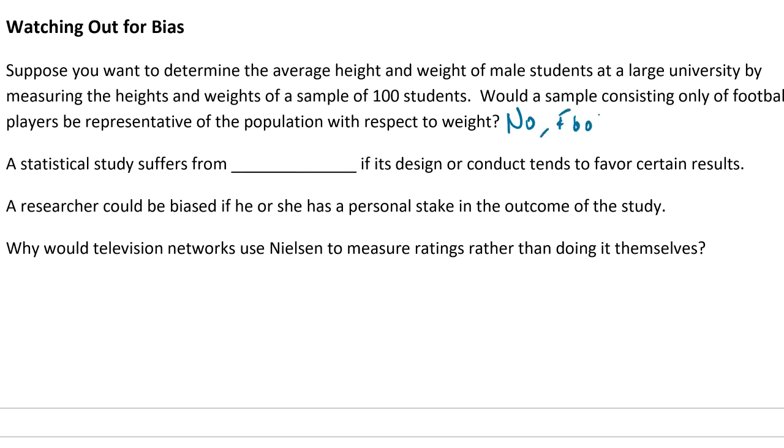Because football players are larger. Right? So, this is what bias is. This study, in this case, would be biased towards football players who are larger, so it would end up with results that are much larger than the average student. Okay? So a statistical study suffers from bias if its design or conduct tends to favor certain results. A researcher could be biased if he or she has a personal stake in the outcome of a study.